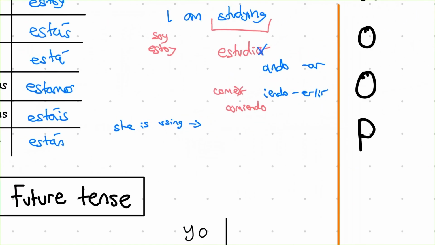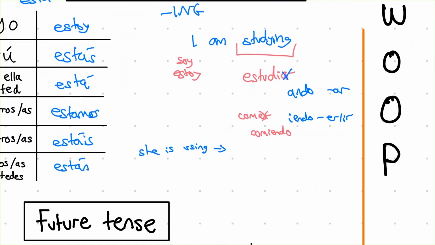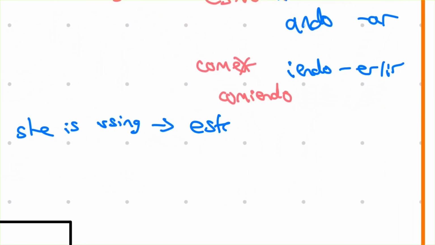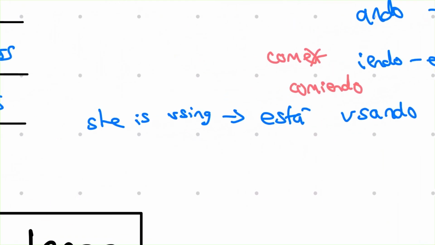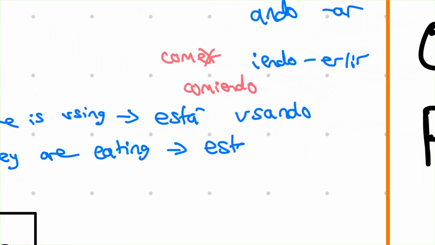So the he, she for estar is está with the accent on the a. So está, and then usar is our infinitive. So we're going to say usando. Okay, he or she is studying, and then lastly, let's do they are eating. We've seen comiendo is eating. They are is están. So están comiendo.